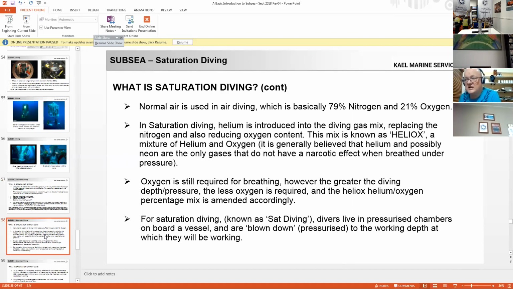For saturation diving, generally known as sat diving, divers live in pressurized chambers on board a ship, and they're blown down, pressurized, to the working depth at which they will be working. So if they're going to be working at, say, 100 meters and breathing a mixture of helium and oxygen, when they come up from the dive they will be under that same pressure in the chambers. That chamber will be pressurized to the same pressure as at the working depth, and they will still be breathing the same heliox mixture as they would at that working depth.